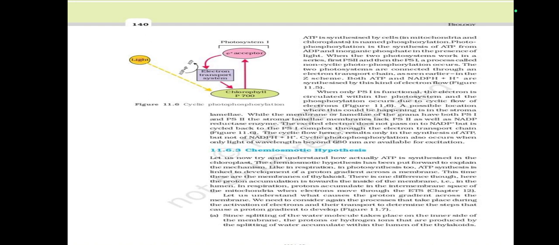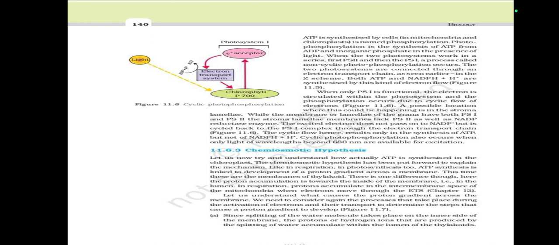Chemiosmotic hypothesis. Let us now try and understand how actually ATP is synthesized in the chloroplast. The chemiosmotic hypothesis has been put forward to explain the mechanism, like in respiration. In photosynthesis too, ATP synthesis is linked to development of a proton gradient across a membrane.